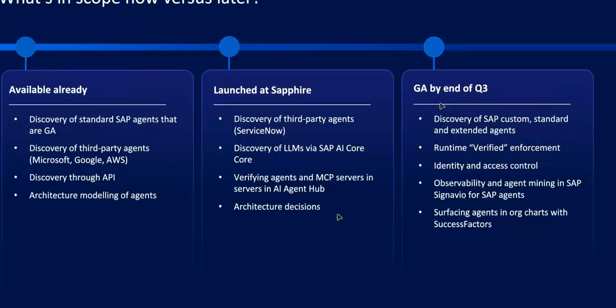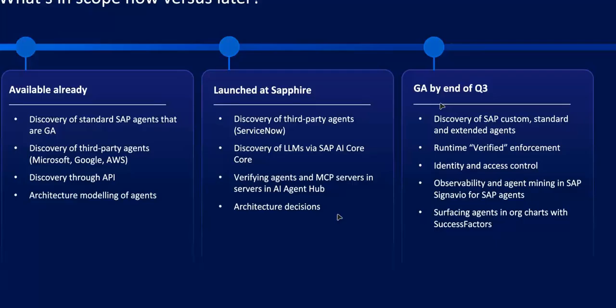Right. So basically, that's all that I wanted to cover about AI Agent Hub. Important for you to note is what is available now and what will come in the future. So what I showcased, most of the parts are available now, and some of the parts will be live in Q3. For example, the discovery feature, which is the most powerful feature according to me for AI Agent Hub: discovery of standard SAP agents is already live. Discovery of third party agents like Microsoft, Google, and AWS is already there.